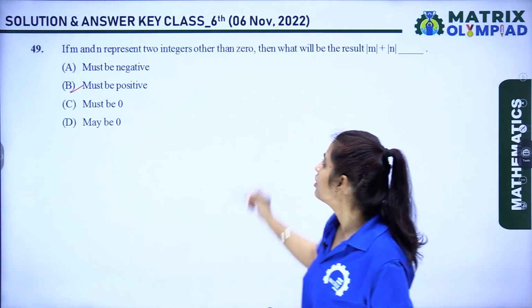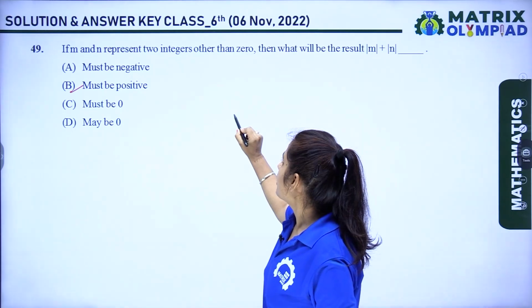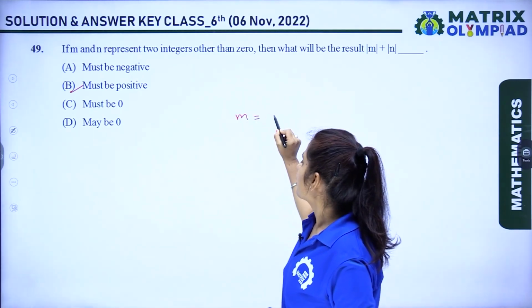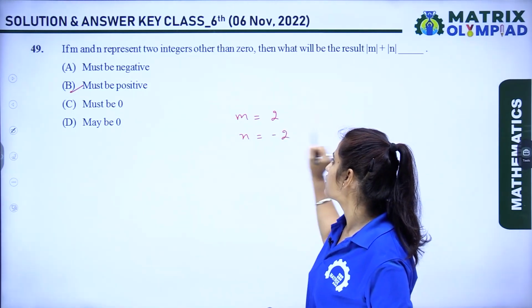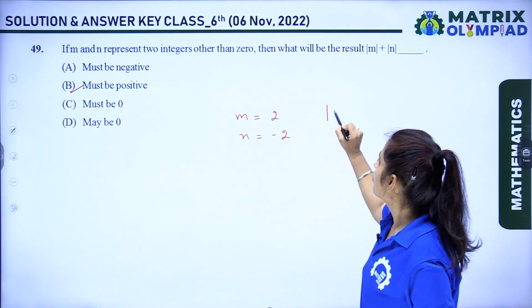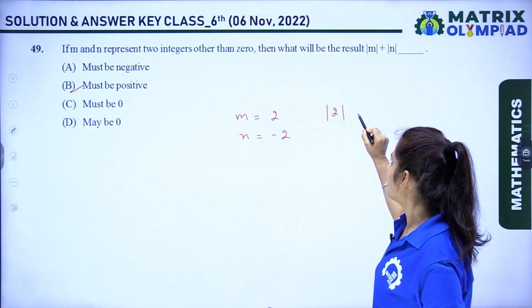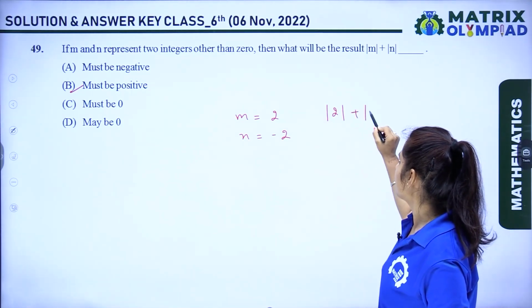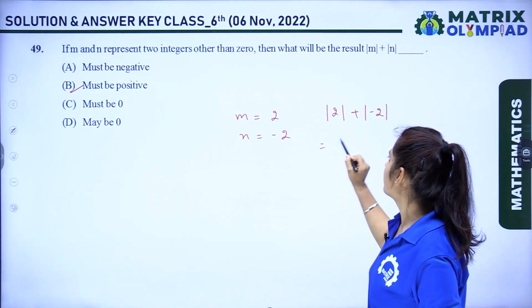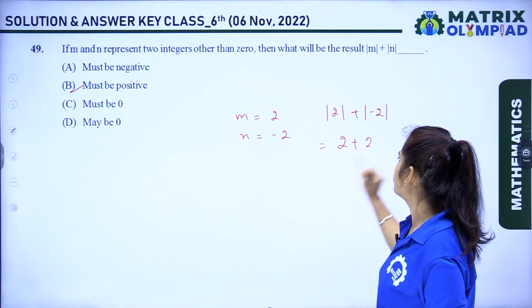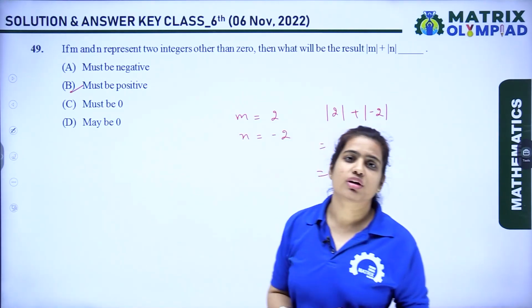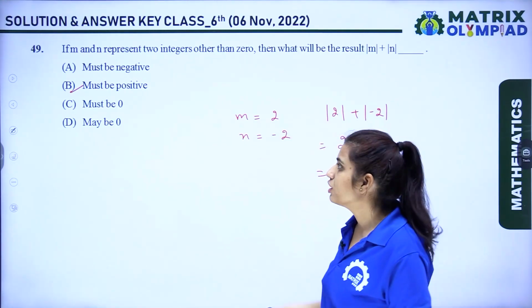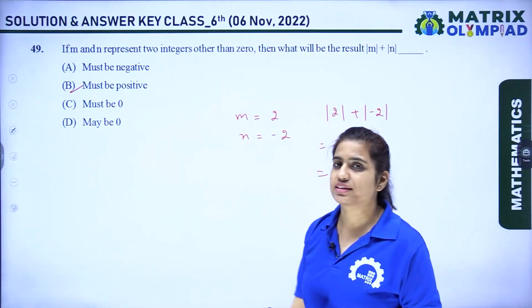For example, if m is equal to 2 and n is equal to minus 2, then absolute value of 2 plus absolute value of minus 2 gives 2 plus 2, which is equal to 4. So the sum of positive numbers is always positive. So option B is the correct answer.